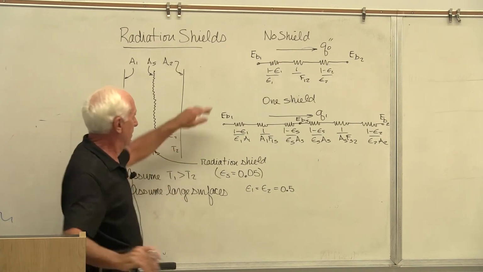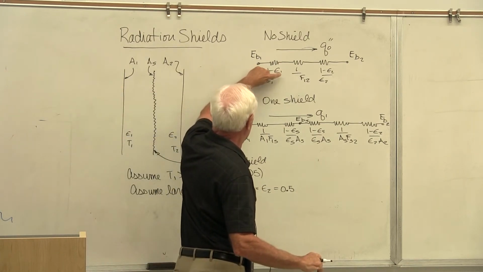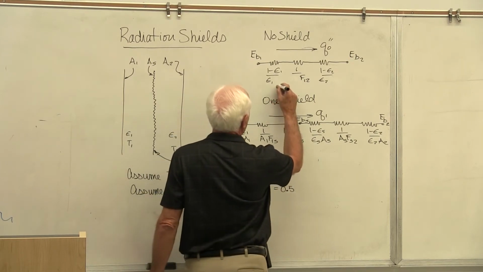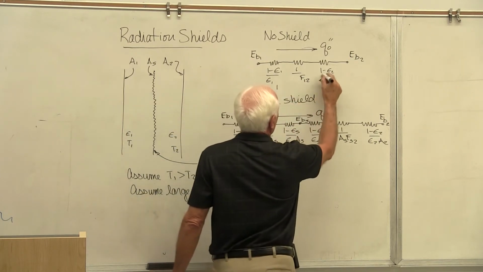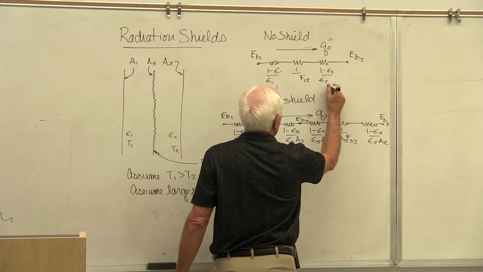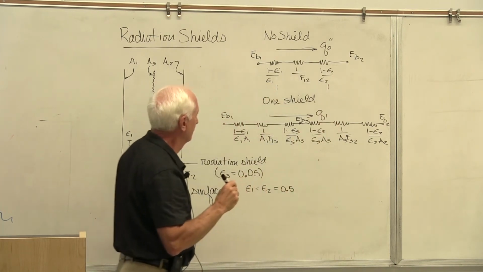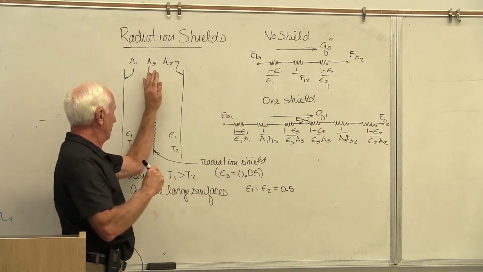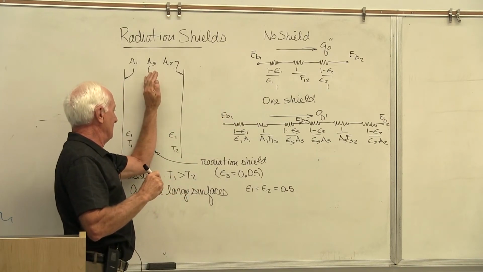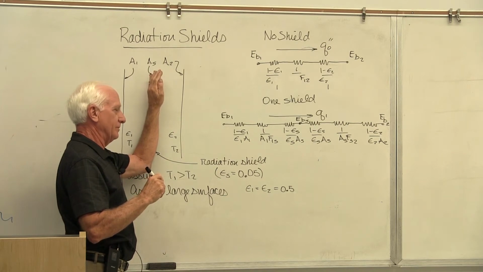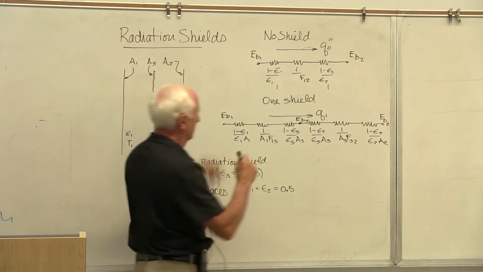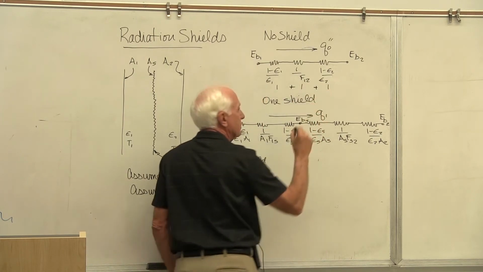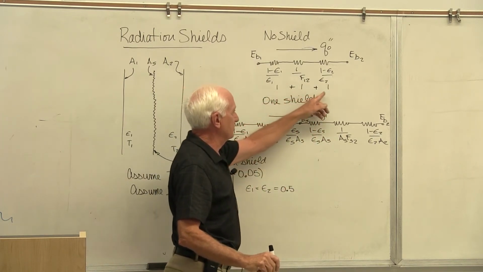Now play the game. 1 minus a half divided by a half. 1 minus a half divided by a half. 1. F12. Oh, that's simple. Without the shield here? Everything leaving surface 1 eventually hits surface 2. You got it. F12 is 1. Equivalent resistance: 1 plus 1 plus 1, 3.